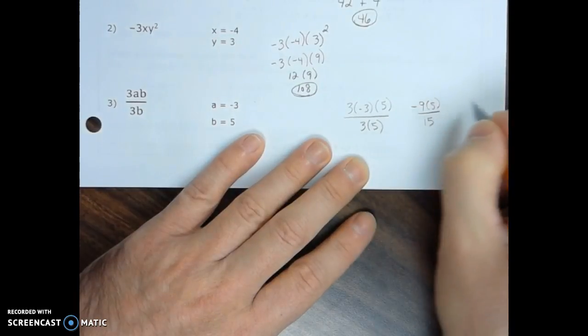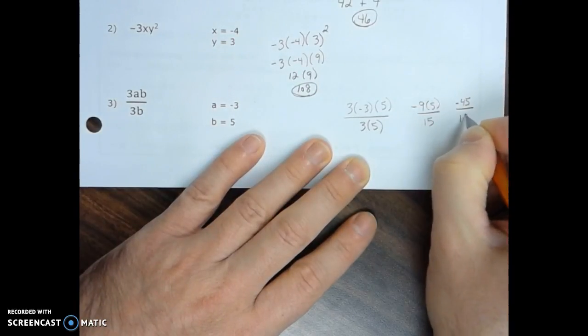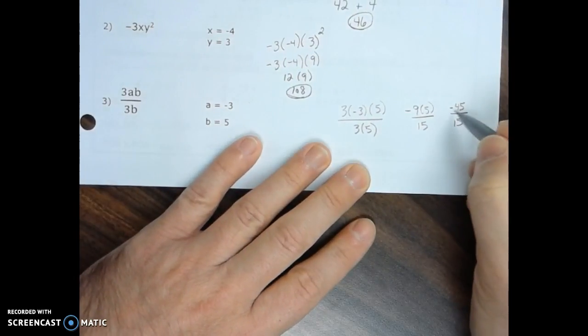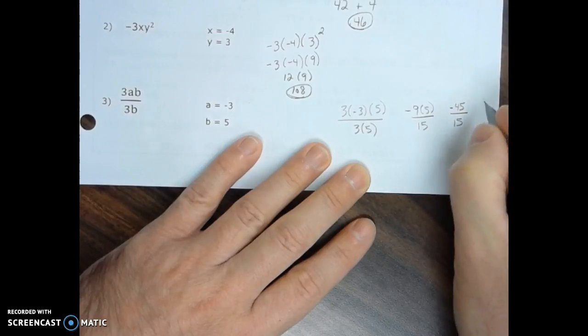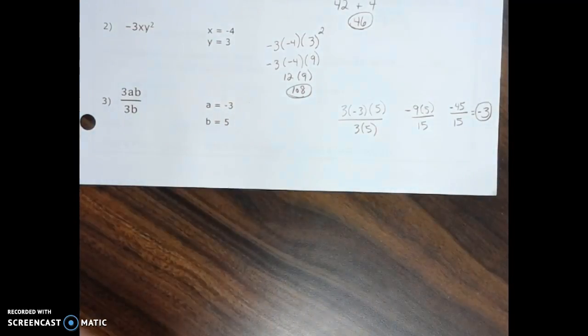Okay, back in the numerator, I have negative 9 times 5, which is negative 45. And my denominator is still 15. Remember that this means to divide. Negative 45 divided by 15, my answer here is going to be negative 3. So the answer for this expression is negative 3.